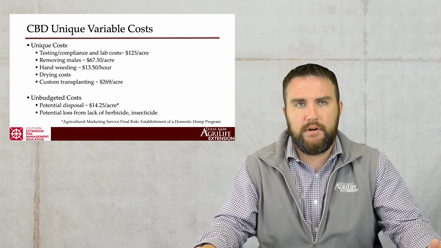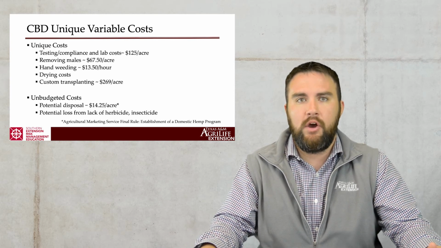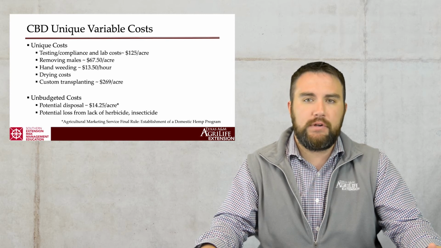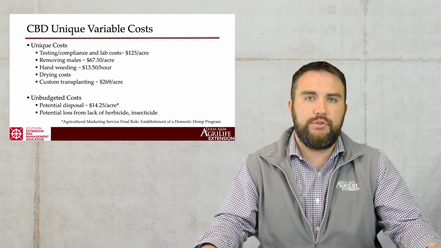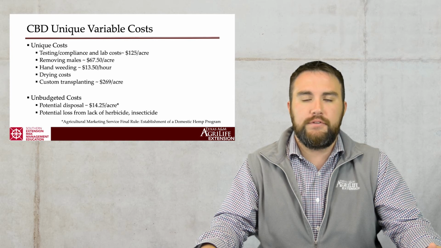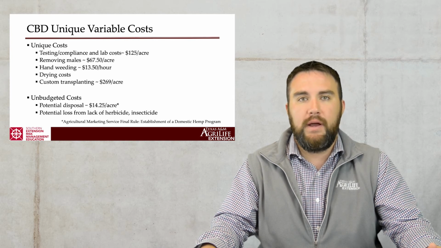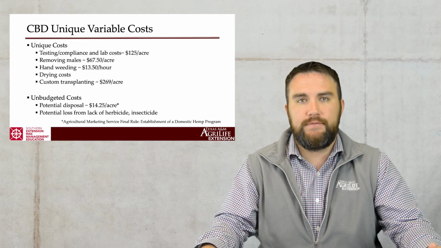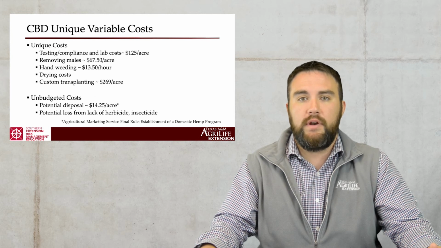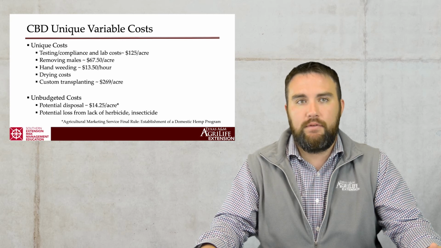Unbudgeted costs that I want to consider whenever I'm looking at producing hemp for CBD are potential disposal. This is a figure from the recent final rule produced by the Agricultural Marketing Service. Average disposal costs in the United States are about $14.25 an acre. There might be some flexibility in the type of disposal that you are required to undertake if your crop runs hot, but the average crop cost across the United States is $14.25. And again, this potential disposal would be a result of your hemp crop exceeding the minimum levels of THC that are legal.